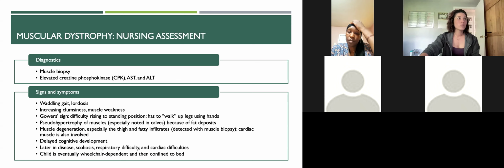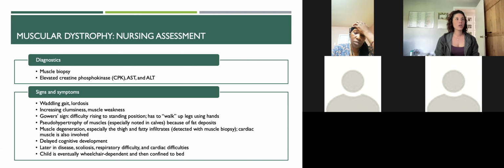We can diagnose this with a muscle biopsy. We can also see elevated creatine phosphokinase, or CPK, AST, and ALT. These patients have a very waddling gait. They kind of waddle like a penguin. They have lordosis, which is that big curve in their spine. They're typically clumsy, and like we said, they've got that progressive muscle weakness.